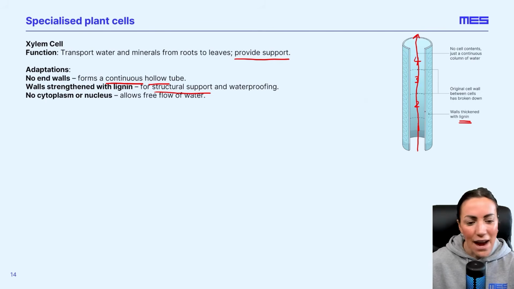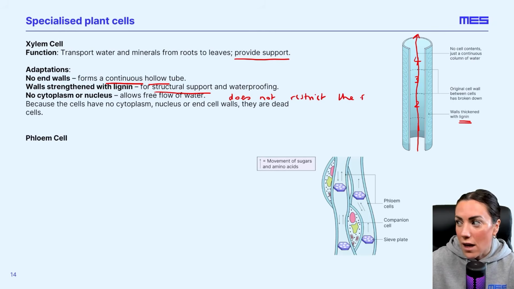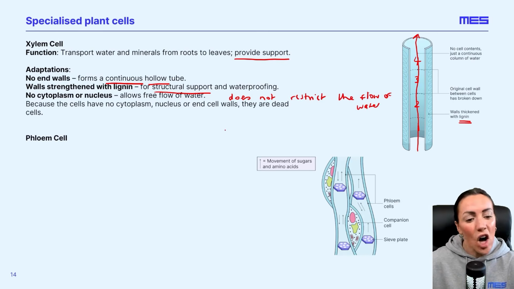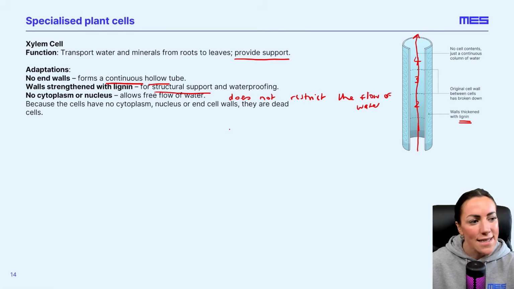In these cells, there is no cytoplasm. There's none of that jelly-like cytoplasm. There is no nucleus. And again, this allows the water to flow more easily, or you could say it does not restrict the flow of water. Now, because these cells have no end cell walls, no nucleus, no cytoplasm, they are actually dead cells. Hollow dead cells that form this tube to transport water and mineral ions.